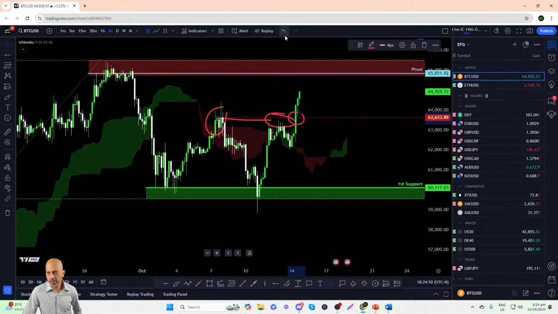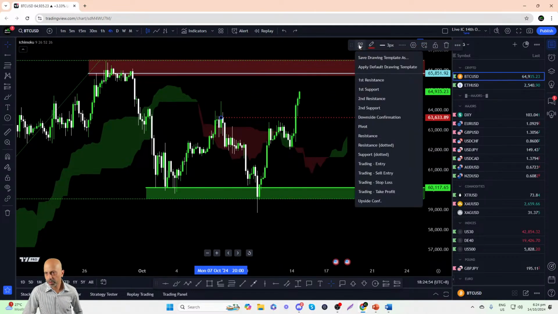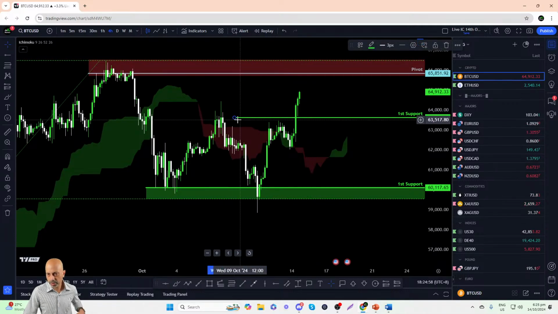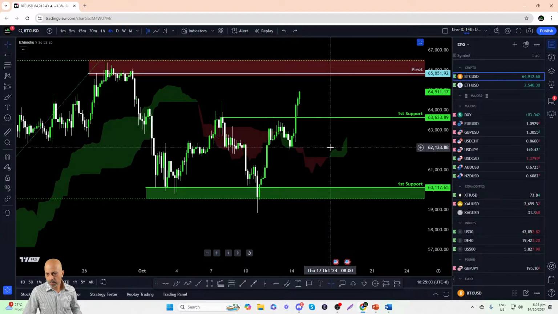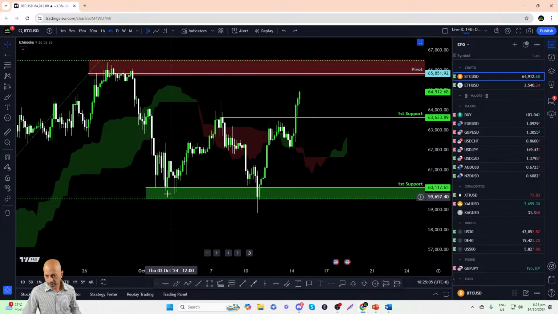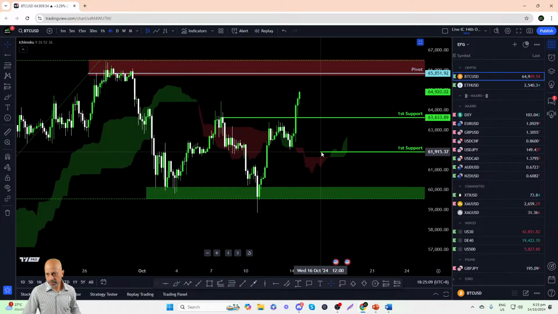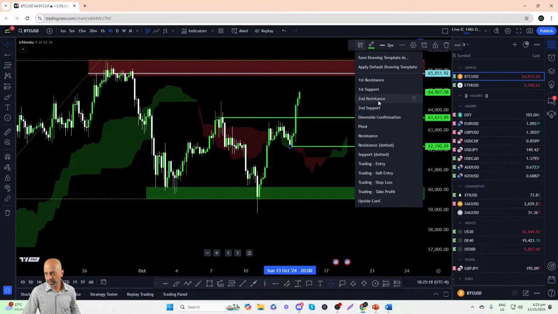So on the 4-hour time frame, I would use this level as the first support for Bitcoin. You see here, a very nice pullback support level. And for the second support, we can use this level here as well. This is a nice little pullback level, a nice little swing at around 62,190. So this is where I would identify the second support.